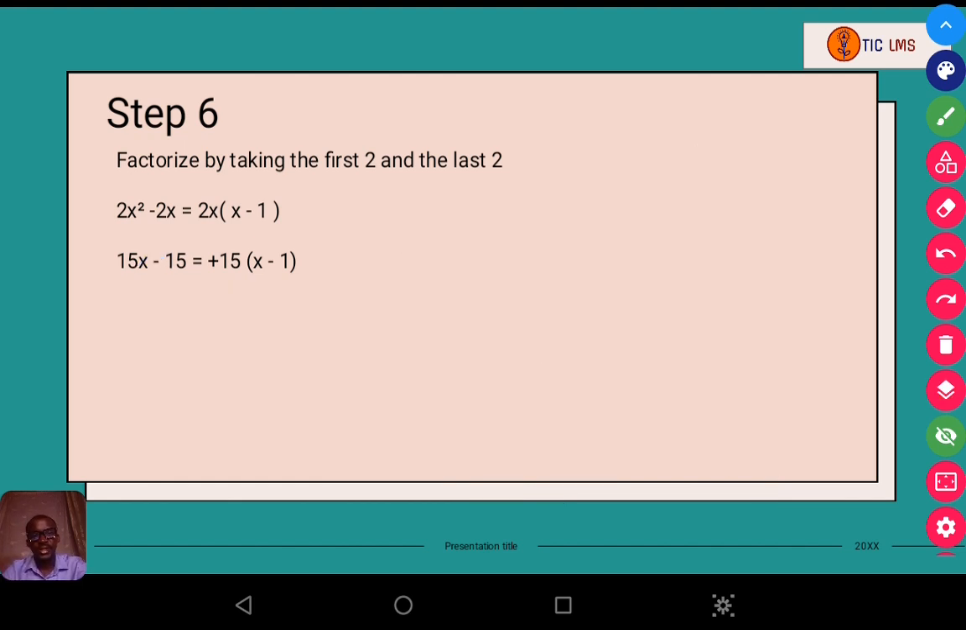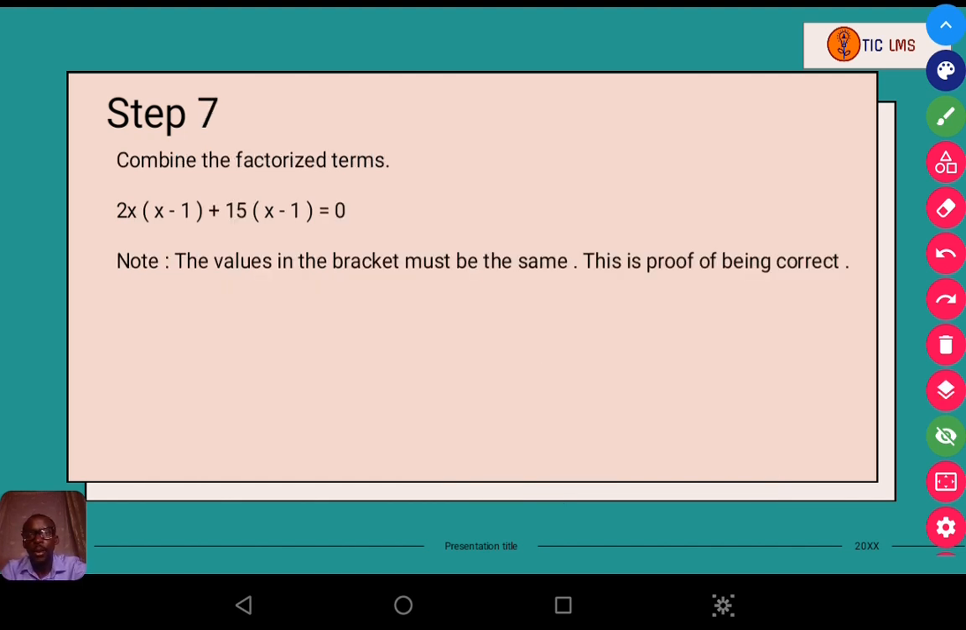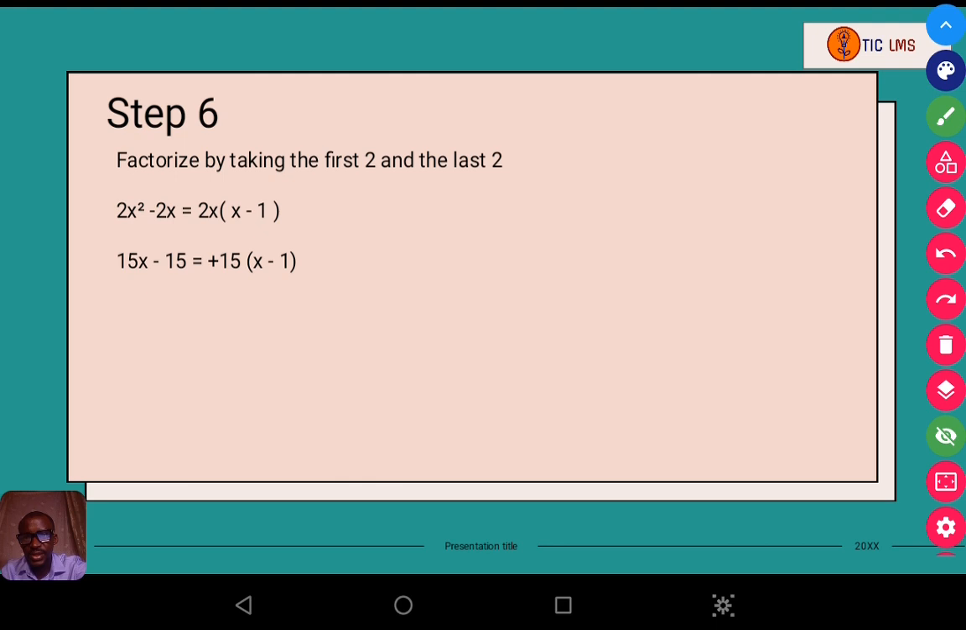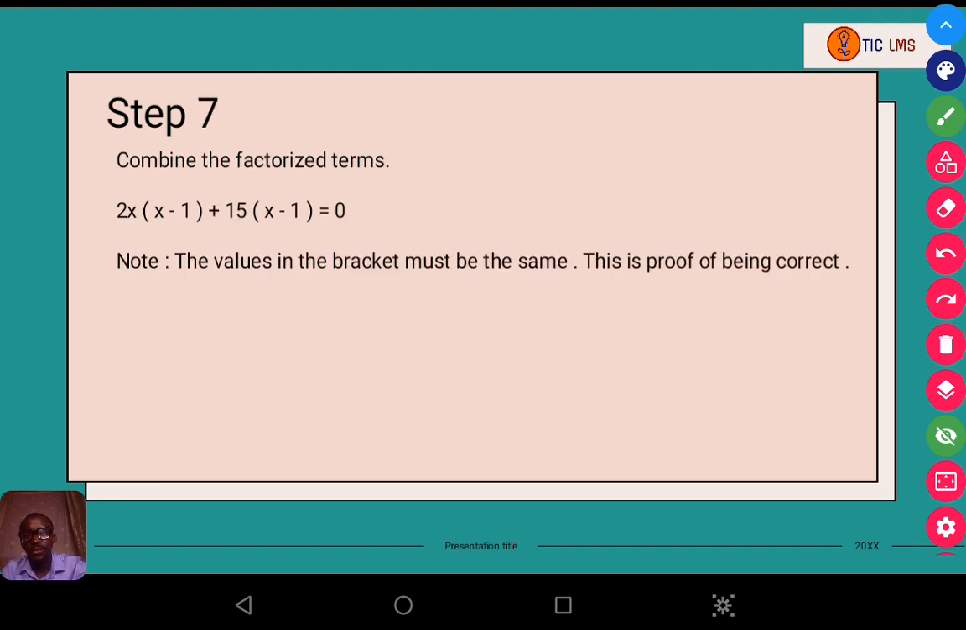So let's move on to the next step. Step 7 says combine the factorized terms. So those terms that we got from step 6, that is 2x into bracket x minus 1 plus 15 into bracket x minus 1, we are going to combine them in step 7. So it says that note the values in the bracket must be the same.